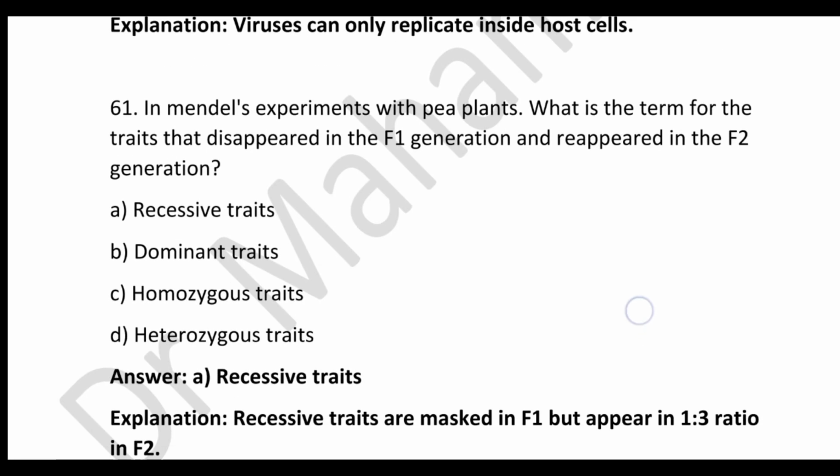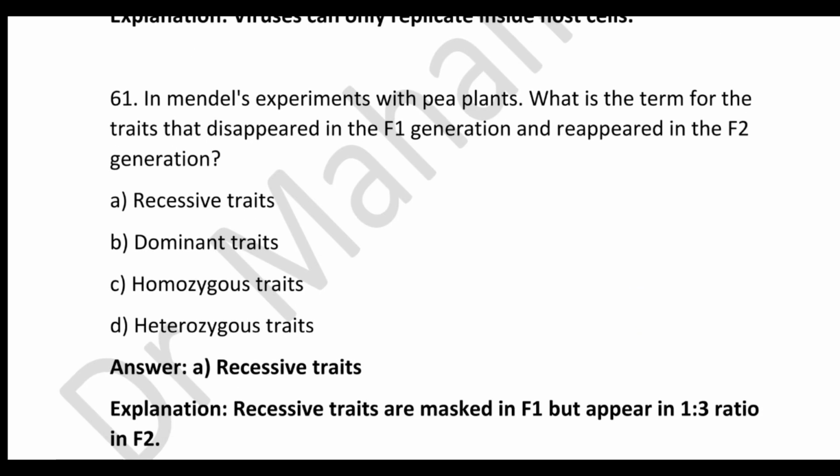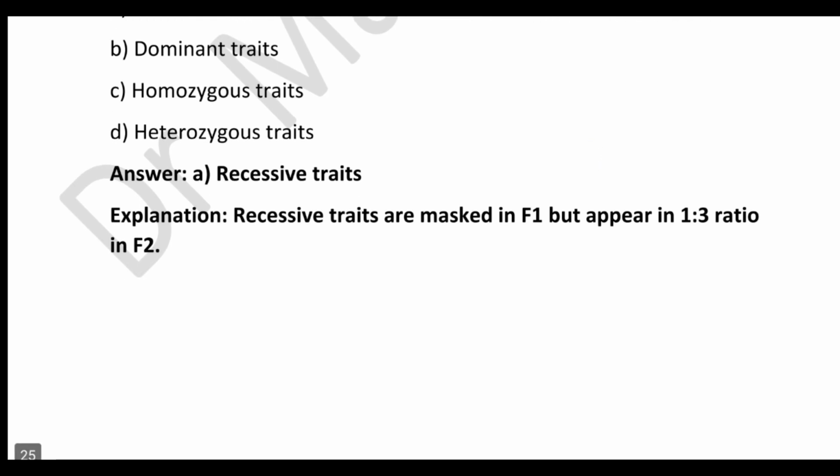In Mendel's experiment with pea plant, what is the term for the traits that disappeared in the F1 generation and reappeared in the F2 generation? Correct answer is option A, that is recessive traits. Because recessive traits are masked in F1 but they appear in a 1:3 ratio in F2. Means the recessive traits are the ones that are masked by F1 generation but they again appear in F2 generation.